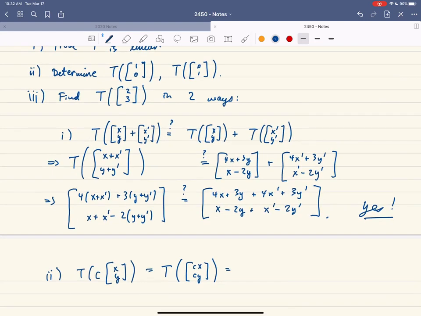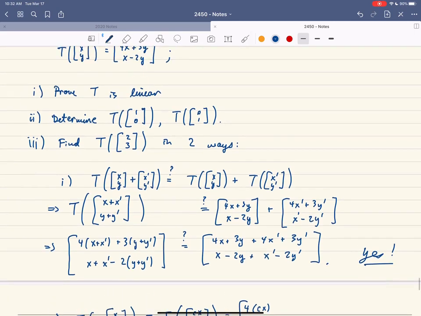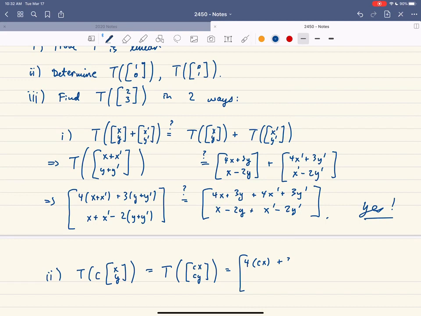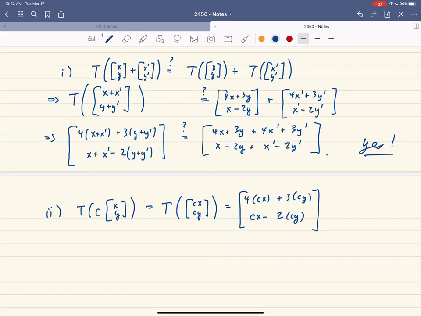The rule is going to be the same. We're going to get 4 times our top value, so 4 times cx plus 3 times our bottom value. And then that's our top entry. And on the bottom, we're going to end up with the top entry minus 2 times the bottom entry. And there we go. So that's T of c(x, y).